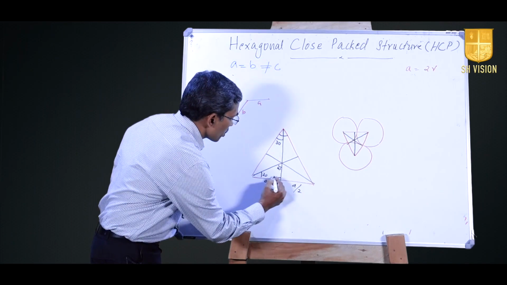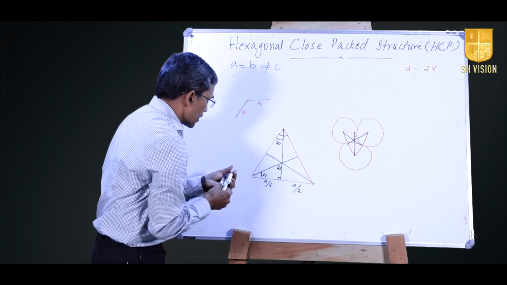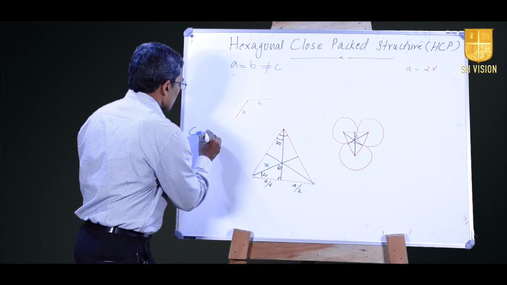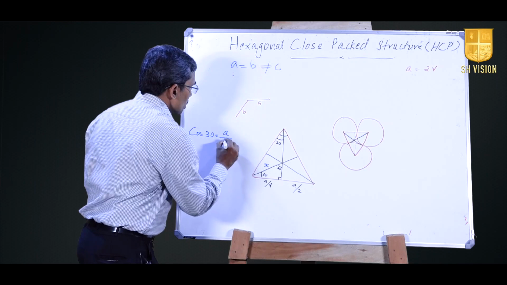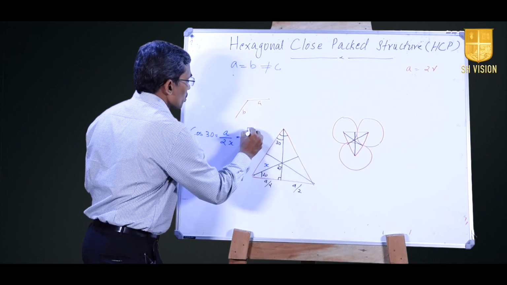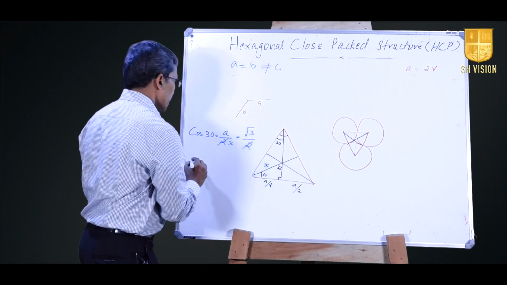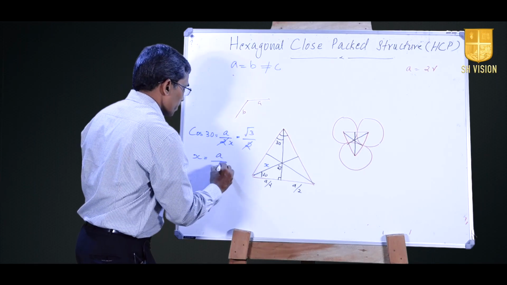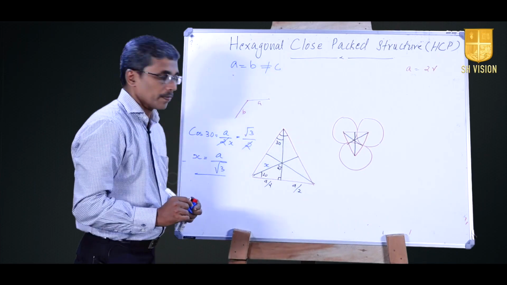Therefore, suppose we want to find this distance, I call it x. I want to find out this x. So cos 30 is equal to A by 2 divided by x, but at the same time cos 30 is equal to root 3 by 2. Therefore the 2 cancels, and we will be getting x is equal to A divided by root 3. So this distance is A by root 3.